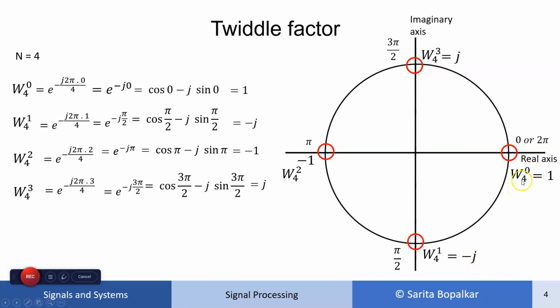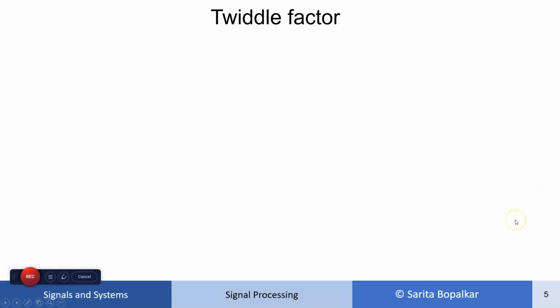Means what? W40 and W44 are the same, 1. Similarly W41 and W45 are the same. Similarly W42 and W46, W43 and W47. So after each 4, the value repeats again. So similarly here W48 is the same as W40 and W44.